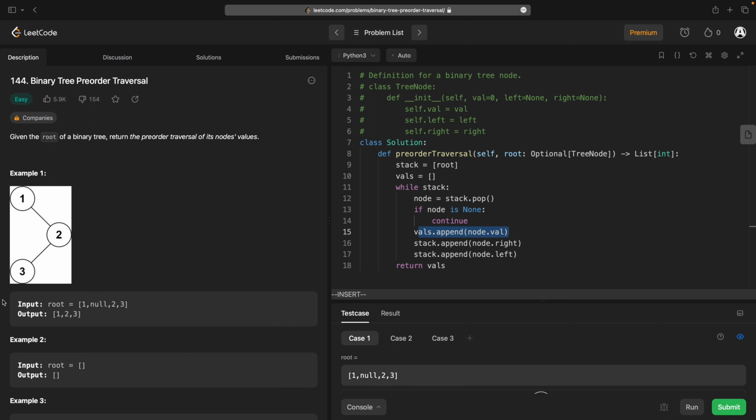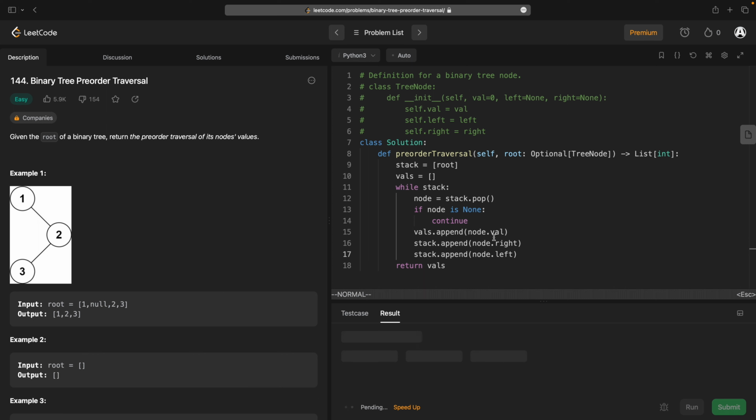We're going to put the right side on, which is none. We're going to put the left side on, which is none. So both of those come off. None, none. We don't do anything. And then we're back up here to deal with the 2's right-hand side. That's a none, so nothing happens. Let's run it. Excellent. All looks good. Let's submit it.